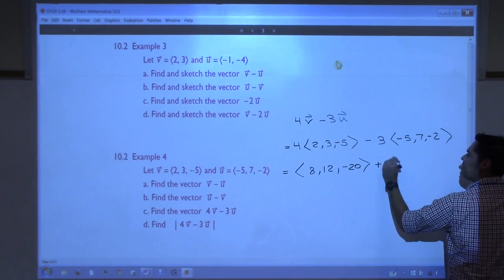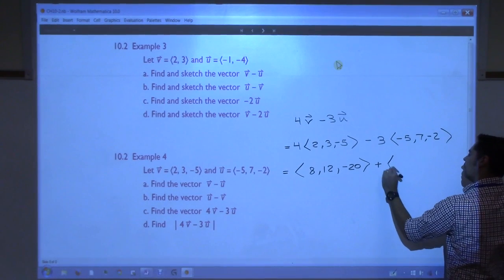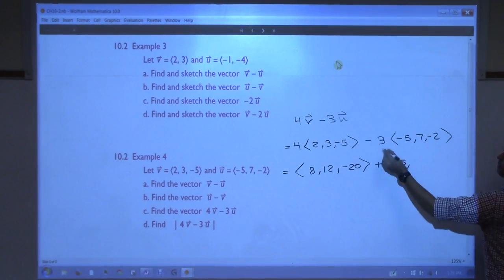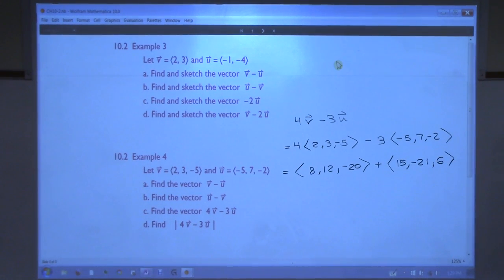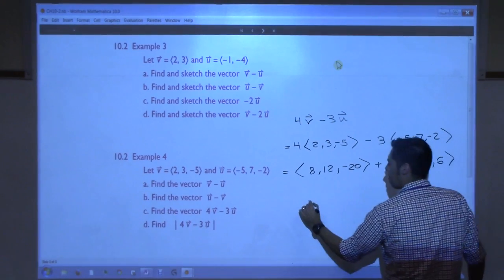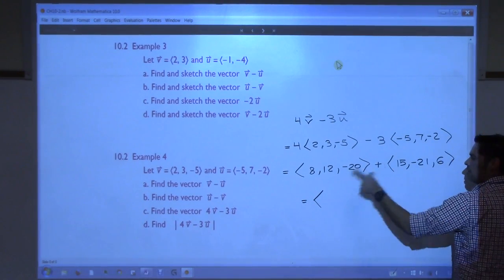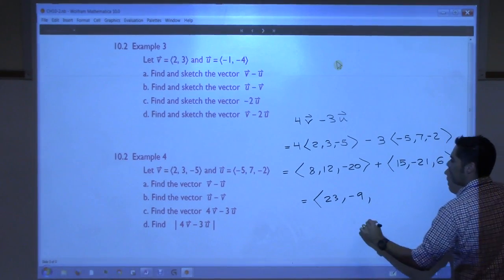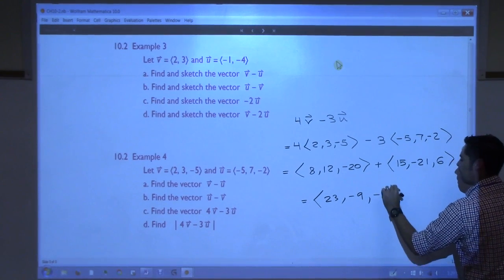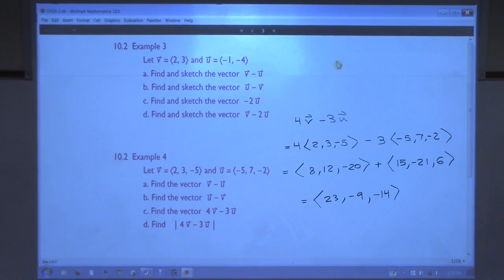And then plus the vector 15, -21, 6. Add together, we get the vector 23, -9, and -14. And now I grab my calculator, which I only have my phone today. So that's the answer to part C, right? That's the vector 4v minus 3u. Now I need its magnitude.